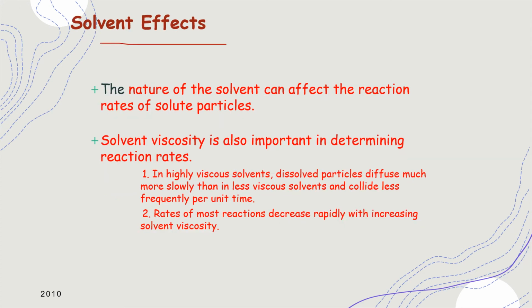Looking at solvent effects, the nature of the solvent can affect the reaction rates of solutes. Solvent viscosity is also important in determining reaction rates. In highly viscous solvents, for example, dissolved particles diffuse much more slowly than in less viscous solvents, and they also tend to collide less frequently per unit time. Rates of most reactions decrease rapidly with increasing solvent viscosity.